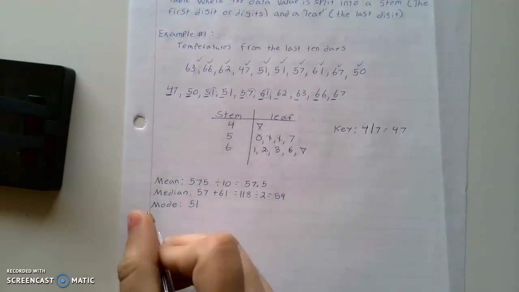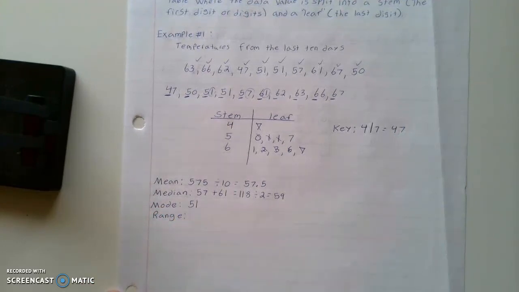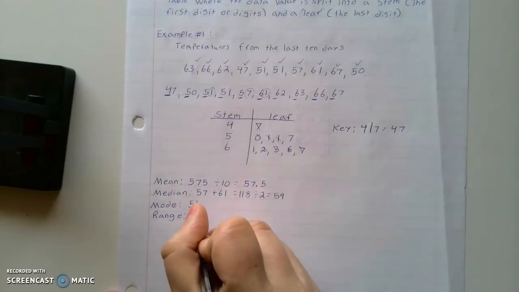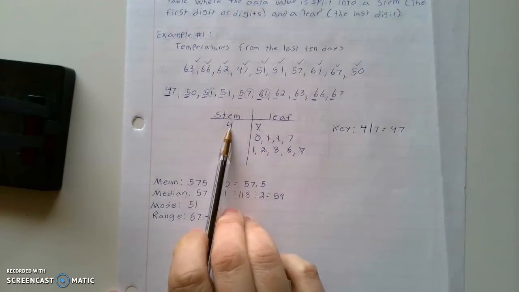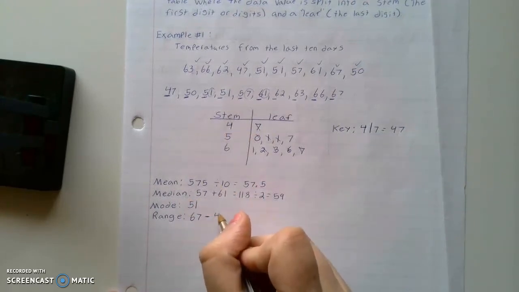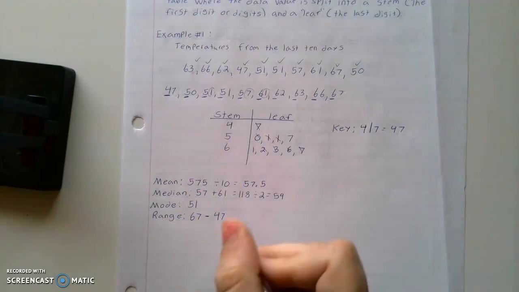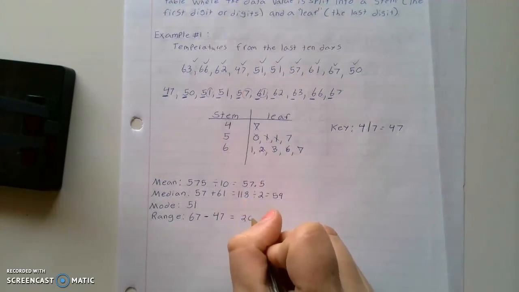Okay, and my range, remember, is my highest minus my lowest. So my highest number, right here I have a 6 with the 7, so my highest number is 67, minus my lowest number, which is 47. I have a 4 and a 7, so I read that as 47. And we know that 67 minus 47 is 20.